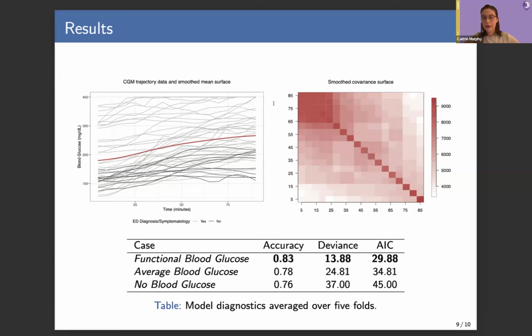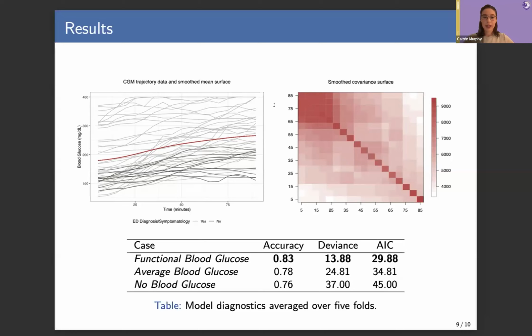And then on the right, we have our smooth covariance surface estimate. The main point here is that those first 30 minutes post-eating have really high correlation, those glucose values, and then it tapers off as the lag time gets larger.